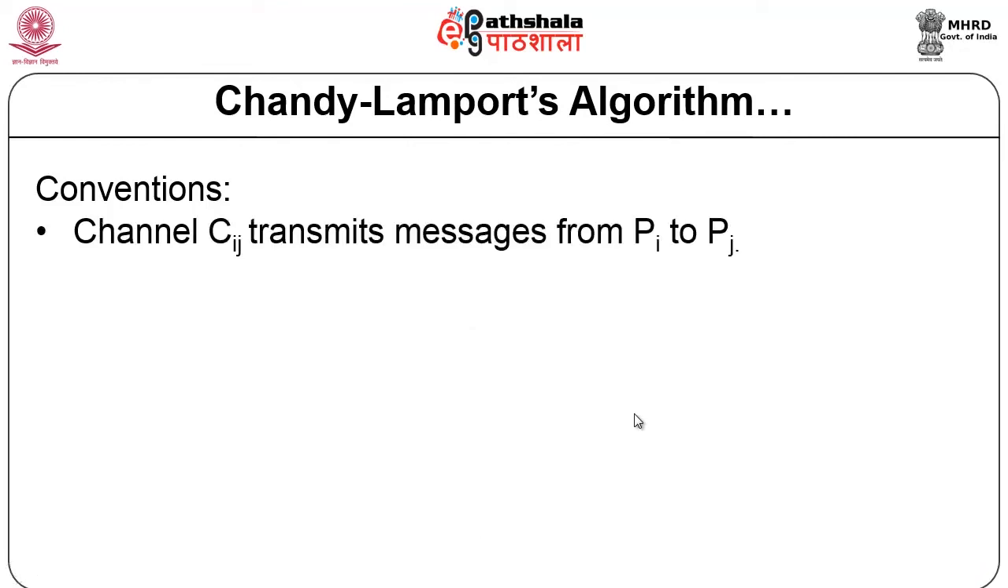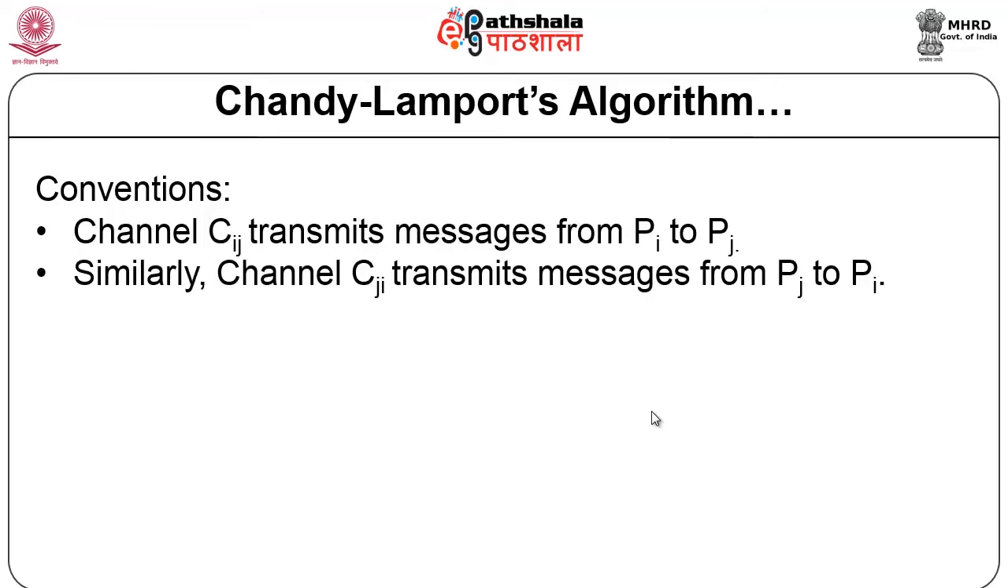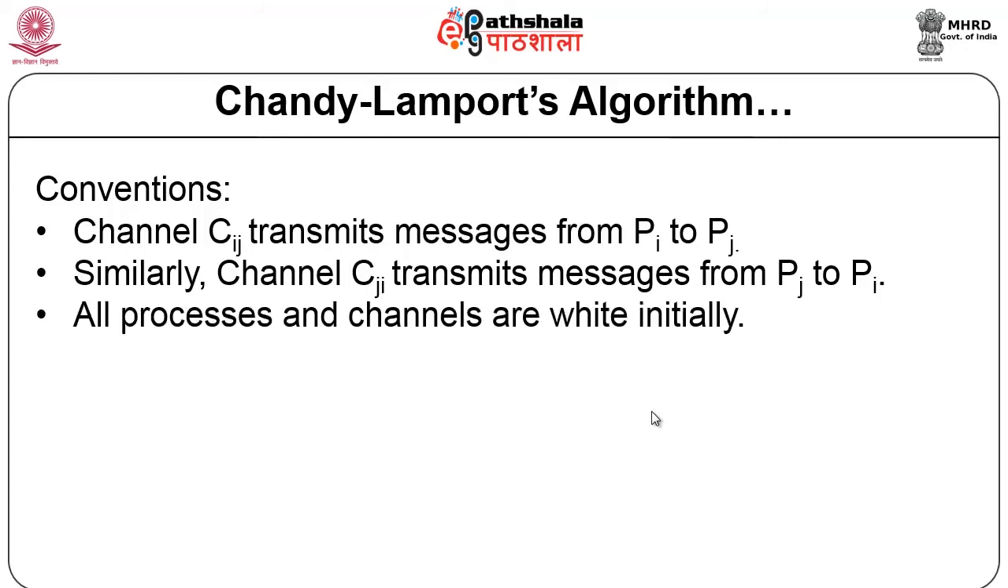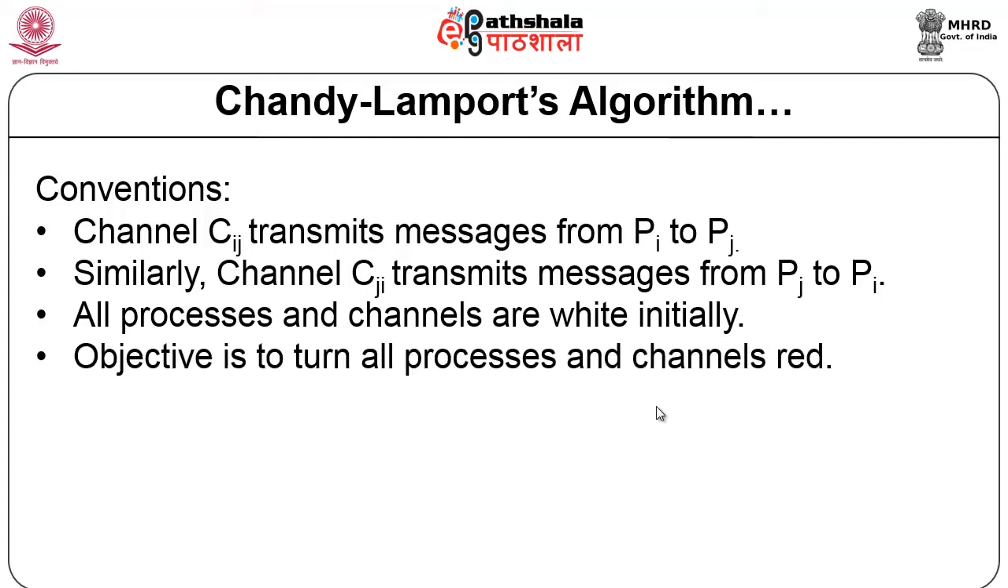We denote Cij to be a channel where, since the channels are one way, Cij will denote a channel which will allow Pi to send a message to Pj. Similarly, if we have a Cji channel, Pj can send a message to Pi. We assume that all the processes are white at the beginning, and our objective is to change the color of all processes and the channels to red.